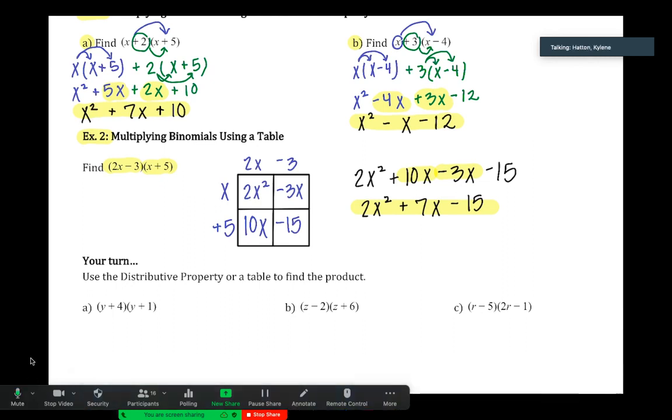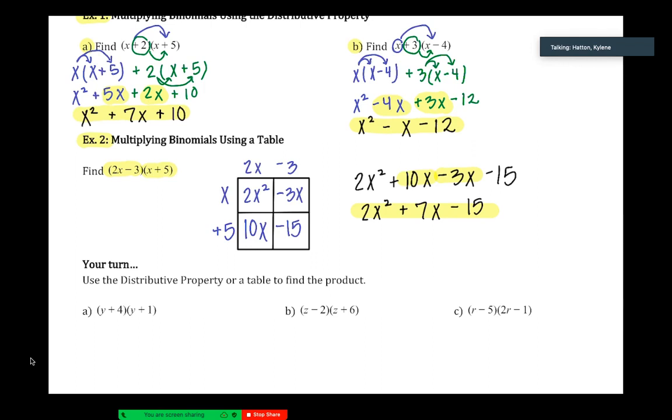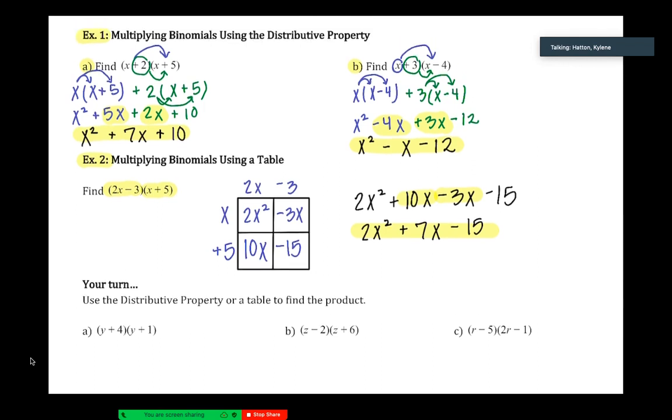I'm just going to answer this question out loud just in case it's helpful for anybody. You can use any method that you see up here. So you can use either the first method, using the distributive method, or you can use the table. It's up to you.